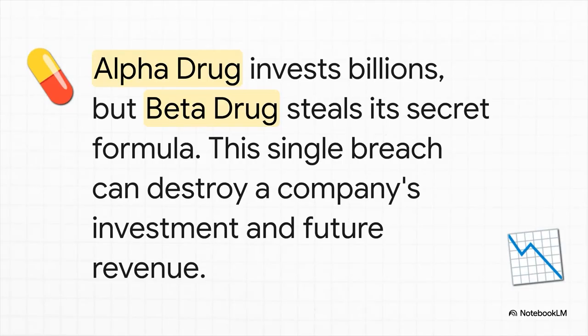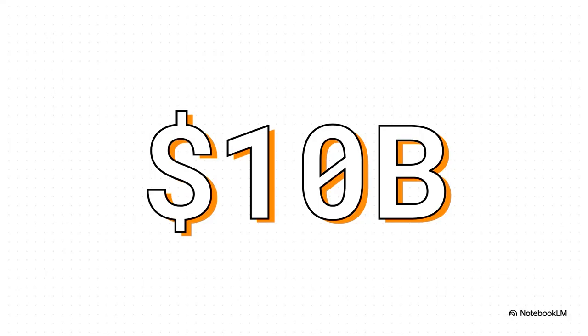Let me give you a really powerful example of why protecting this stuff, especially intellectual property, is so critical. Imagine a company, we'll call it Alpha Drug, and they've just developed a revolutionary new medicine. But right before they launch it, a competitor, Beta Drug, hacks in and steals the formula. Just look at the stakes here. Alpha Drug poured $2 billion into developing this, hoping for a $10 billion return. But because that formula was stolen, they lose their entire investment and all of that potential income. A single breach can be absolutely catastrophic.